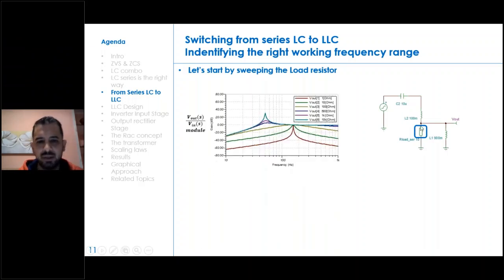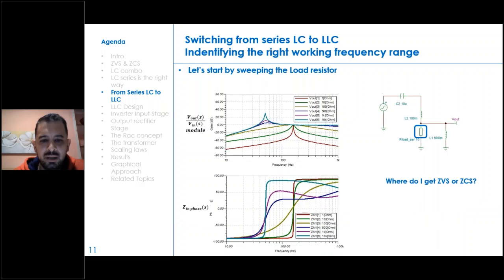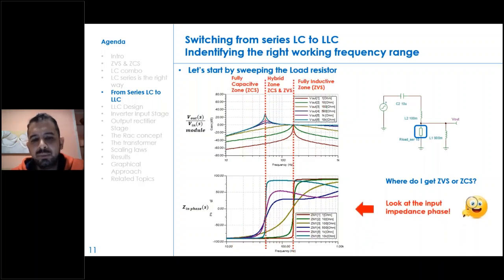What happens here? Remember that all the time that you sweep something in the tank, you need the voltage gain and you need even the impedance phase. So how can I check the zero voltage switching and zero current switching zone? Simple answer here, guys, is always the same approach. There is nothing complicated. It's always the same criteria: looking at the input impedance phase all the time.